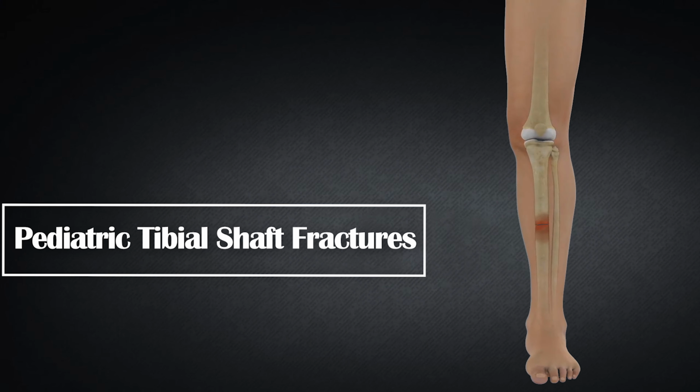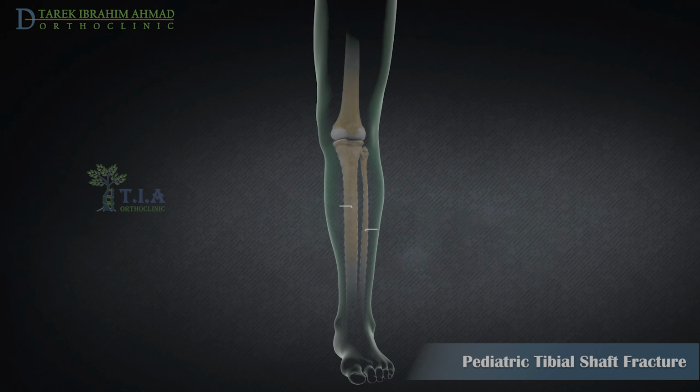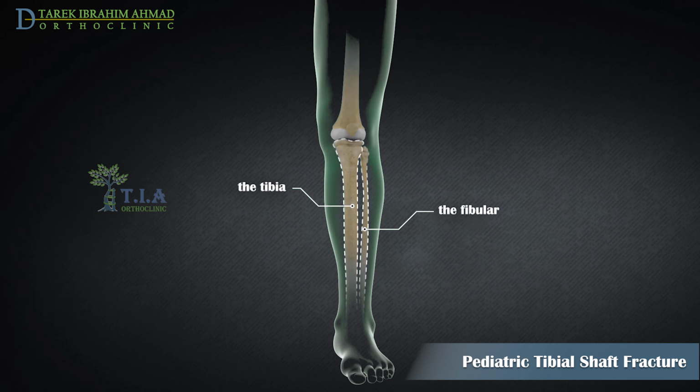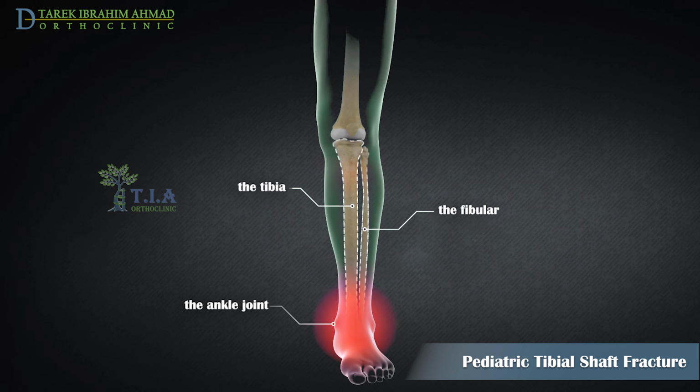Pediatric tibial fracture. The shin bone is made of two bones, the tibia and the fibula. The tibia is the major weight-bearing bone of the lower leg. The proximal portion of the bone, the tibial plateau, forms the lower surface of the knee joint. The distal end of the bone forms the superior articular surface of the ankle joint.